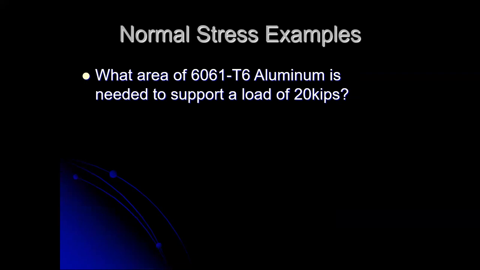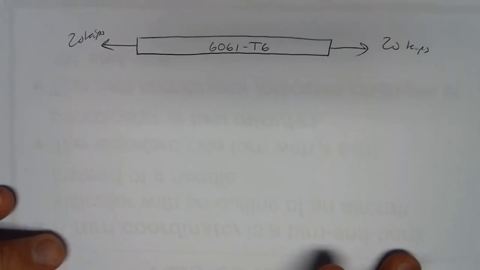So let's summarize what the information is that we have here. We have a load. So let me draw a picture and I'll switch over to the camera in a second here. So here I've got a beam that is loaded in tension with 20 kips. And I want to know what cross-sectional area I'm going to need if this is 6061 T6. So let's go over to the display here.